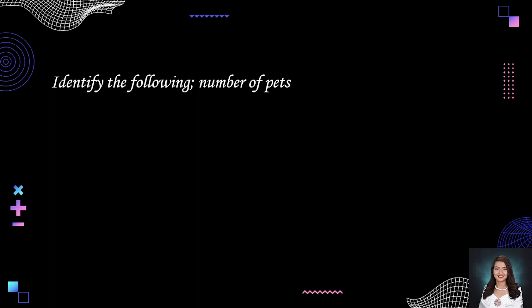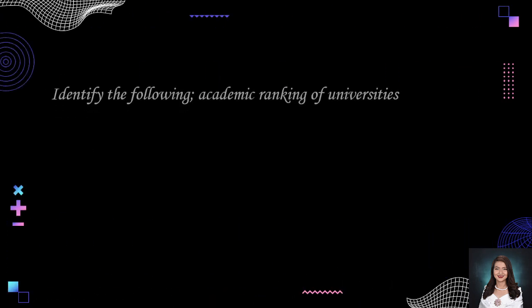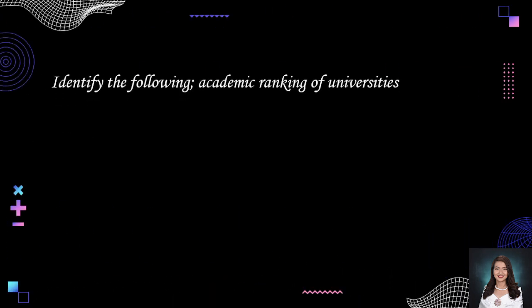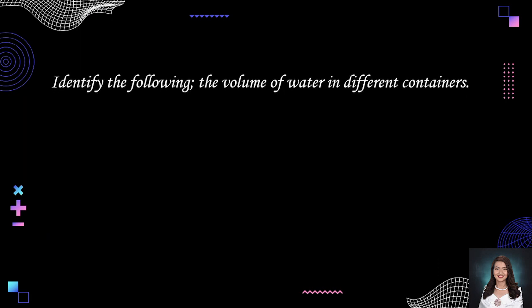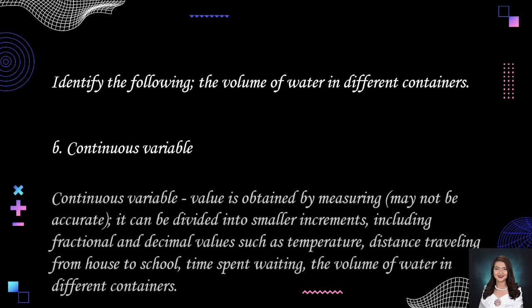Next one, identify the following, the number of pets. As we have said, this is included in the discrete variable. Identify the following, academic ranking of universities. The answer here is discrete variable. Identify the following, the volume of water in different containers. The answer here is continuous variable.